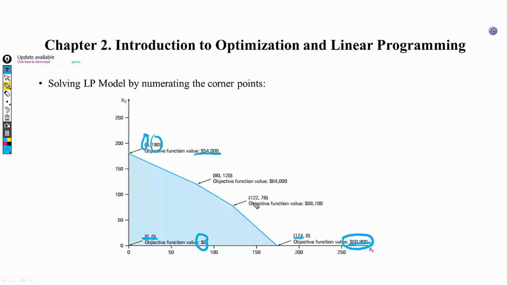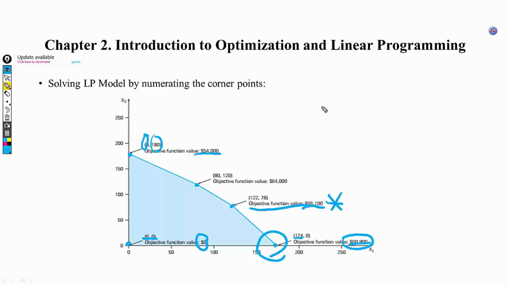And if we produce 122 from the first one and 78 from the second product, we get $66,100, which is the best objective function across all the possible points. This is the highest value, so this is the optimal solution of the problem. The most important thing in this problem is how to find the corner points. For example, as we discussed, we assumed x2 is 0 and we find x1.